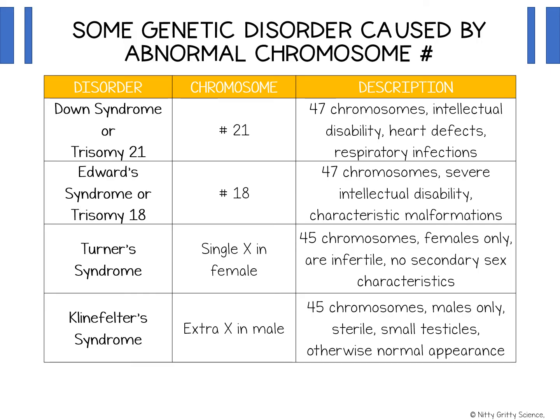This table shows some genetic disorders caused by abnormal chromosome numbers. Some you may already know, such as Down syndrome, which affects chromosome number 21, and others you may not be aware of, such as Edwards syndrome, Turner syndrome, or Klinefelter syndrome.